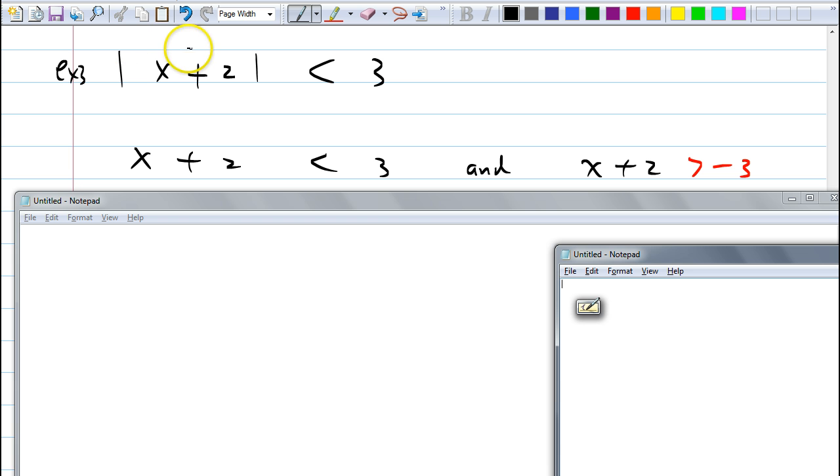So what's inside the absolute value doesn't change, but whatever it was less than is now greater than. It was 3, and it's the opposite of 3. It's negative 3. Easy enough? Yes. You guys remember this?